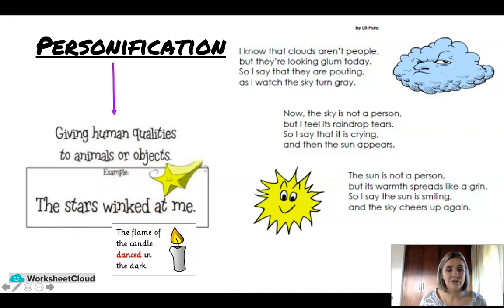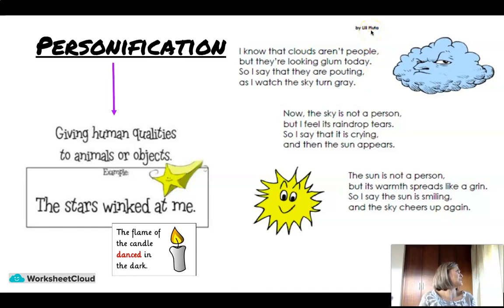Then this next one, the flame. I'm just trying to find my cursor. There we go. The flame of the candle danced in the wind. The flame can't dance, but I love how it's dancing. And you know when you've lit a candle, how it moves like that. Beautiful imagery there. And then we look at this. I know that clouds aren't people, but they're looking glum today. So I say that they are pouting as I watch the sky turn grey. Love it. Clouds can't look glum or sad, and they can't definitely pout.